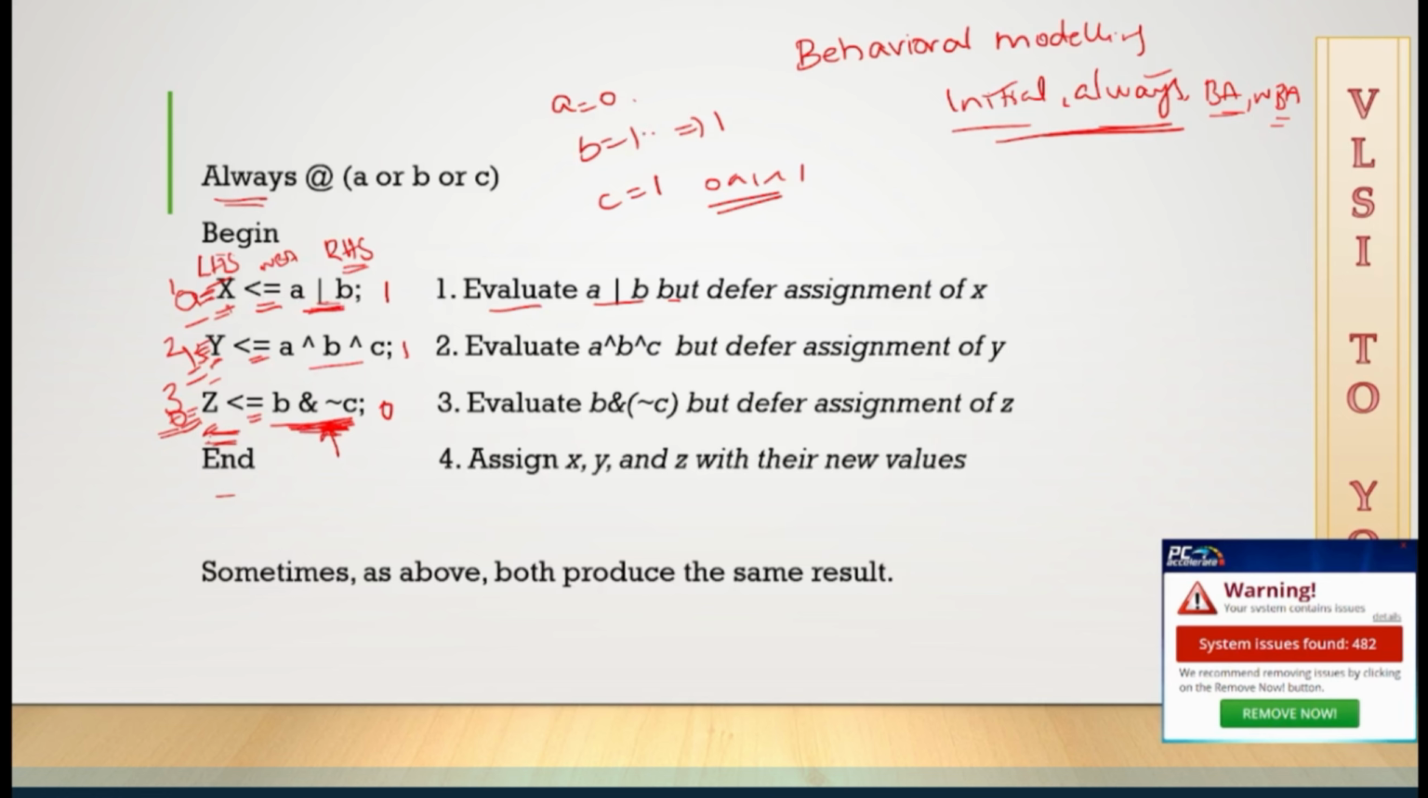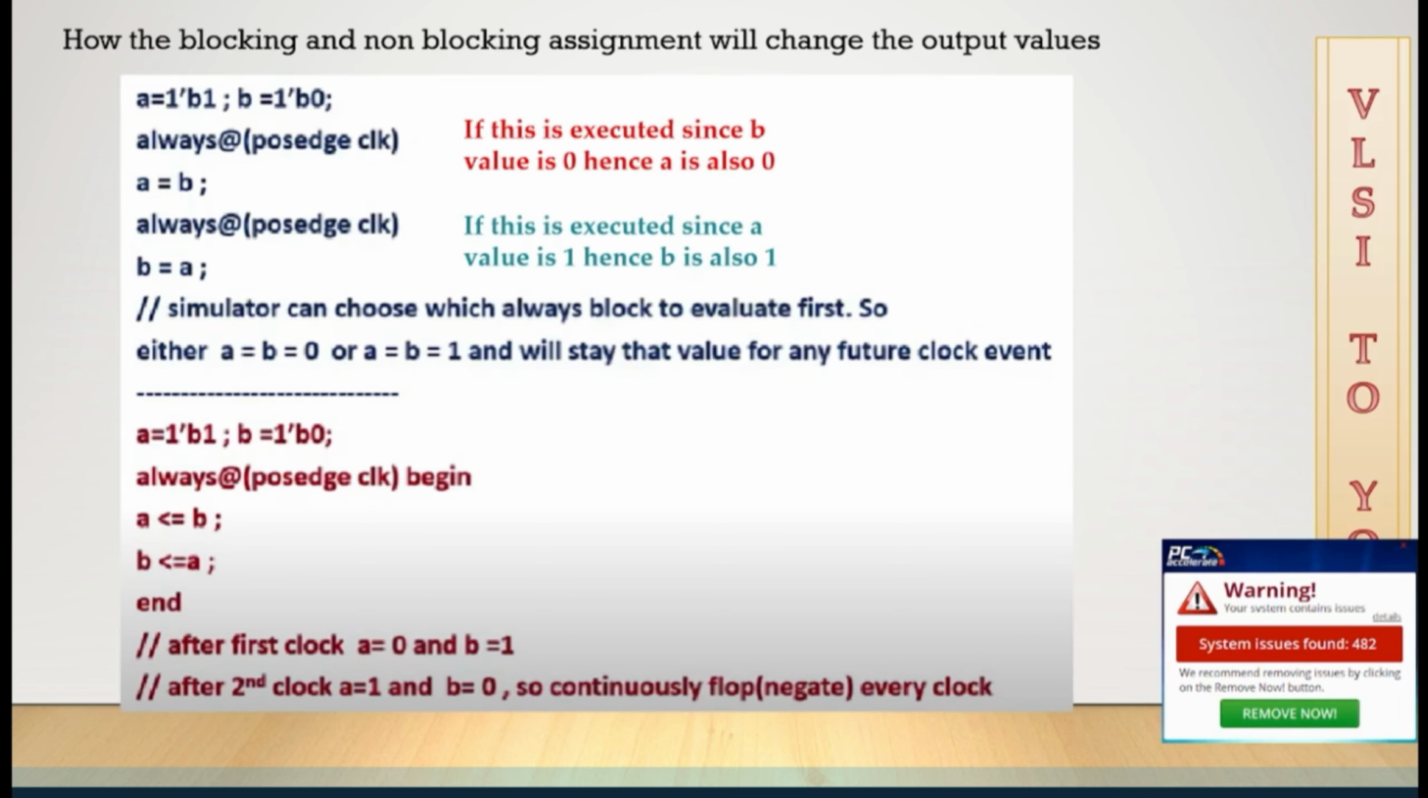But in some cases both will have the same output. If you are using simple statements like this, both outputs will be the same. You don't see much difference when you are using different kinds of variables. But you will see a difference in toggling cases, like the toggling program I told you about before. Generally you will see a difference when you use the same variables but give different values. So mostly in such cases you will know the difference between blocking assignments and non-blocking assignments.